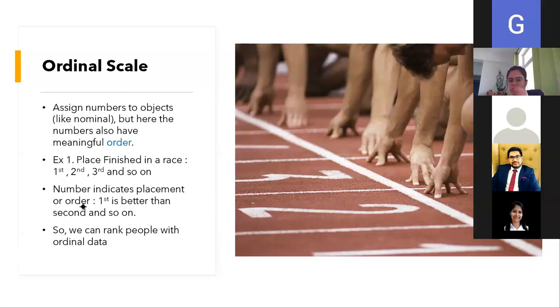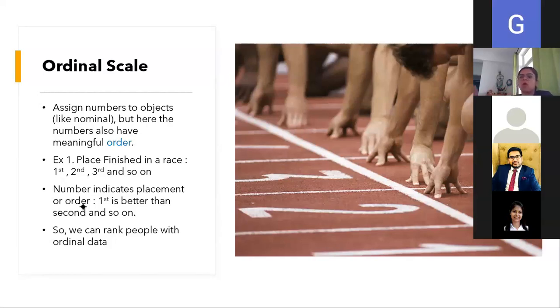But if in a race, one person comes first, another second, and next one third. So that's an order. We know that first is better, and then second is better than third. Okay, so there is order. First, second, and third. But you don't know what is the difference between first and second, how much better first one is from second, how much better second one is from third. So that is an ordinal scale.